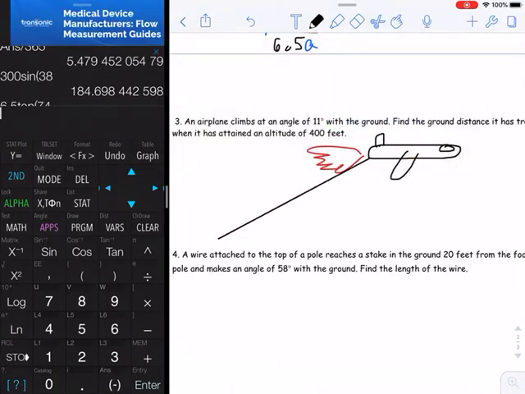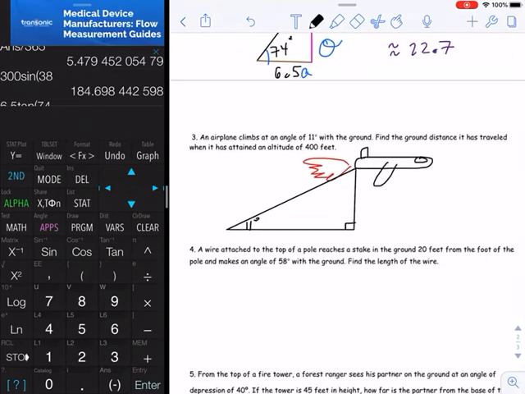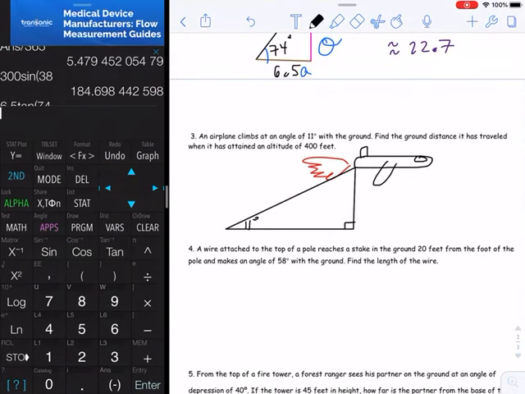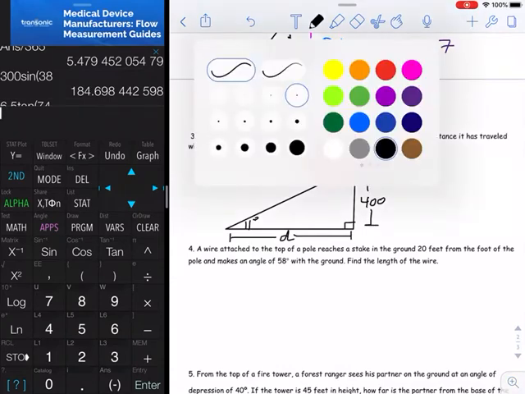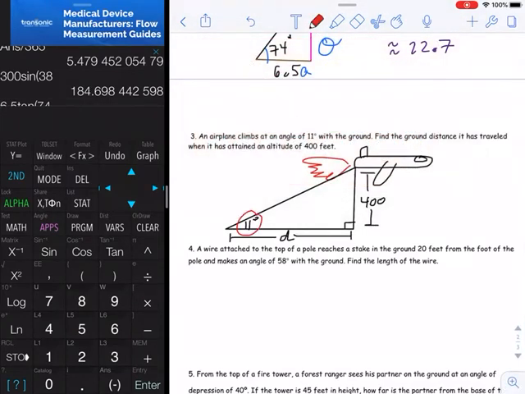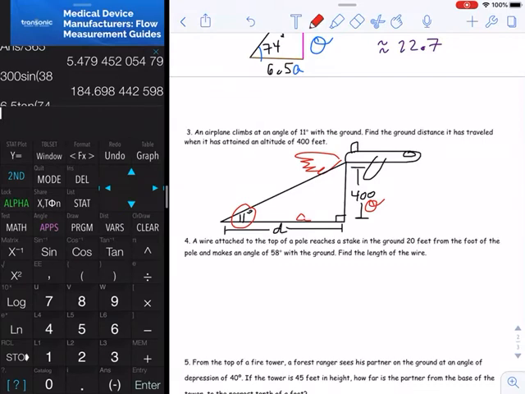Alright. Now let's draw our good old right triangle. It's climbing at an angle of elevation, 11 degrees. We need to find this distance when it's gained an altitude of 400 feet. So this is the same exact one as last time. With respects to angle 11, the distance is adjacent, the altitude is the opposite side. So we're going to be using tangent again.